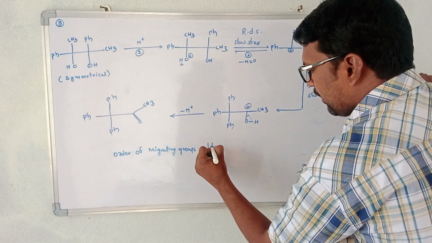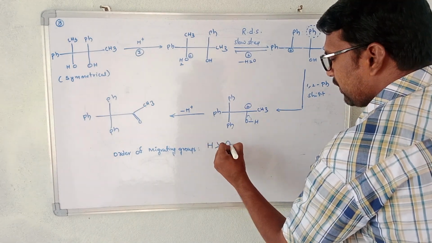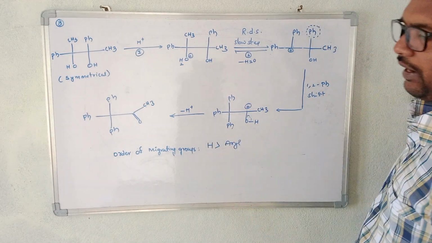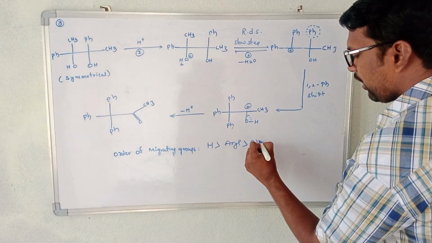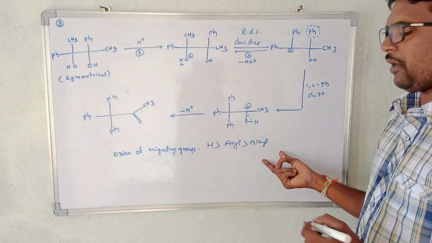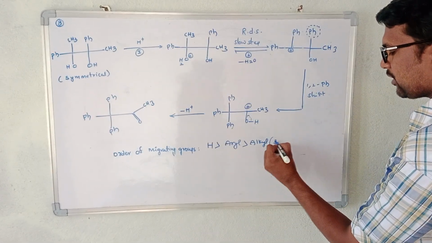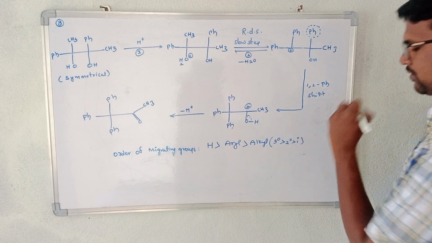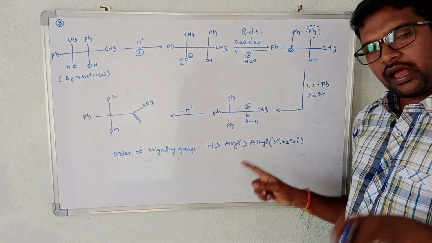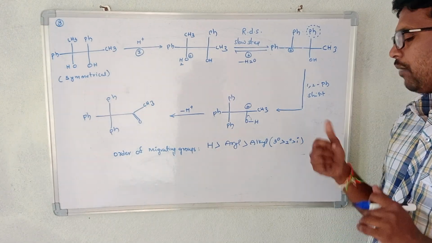In the order of migrating groups, remember hydrogen can be migrated first. After this, aryl, meaning benzene ring like phenyl groups, can be migrated. After this, alkyl groups can be migrated. That means the migrating effect is less for alkyl groups. Within the alkyl groups, tertiary has more, next secondary, and the least is primary.